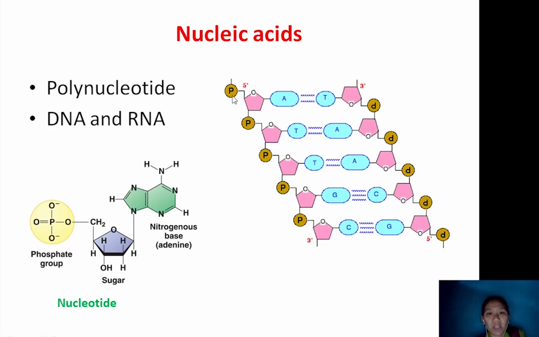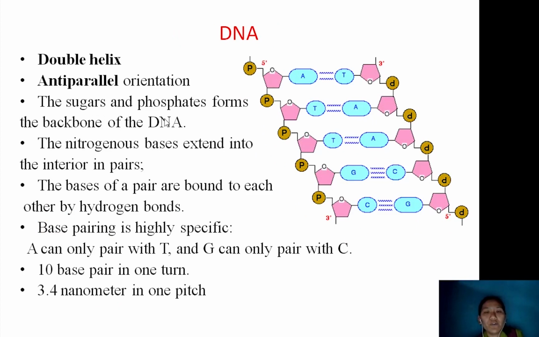So here, this is phosphate, this is sugar, and this is one of the nitrogen bases. This is one nucleotide, and this nucleotide is bonded with the next nucleotide, and so on, forming a chain of nucleotides. We call it a polynucleotide, and together we call it a nucleic acid. So nucleic acid is a polymer of nucleotides. It is in two forms, DNA and RNA. Let us talk about them one by one. First one is DNA.